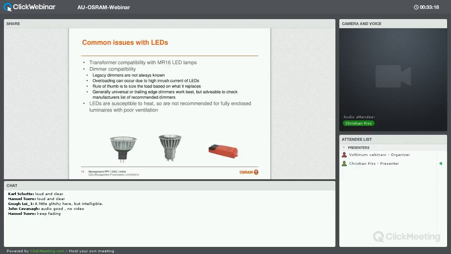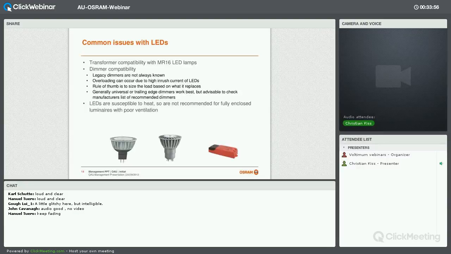So as a rule of thumb, you should size the load based on what you're replacing. Roughly speaking, if you've got a 50 watt MR16 lamp equivalent, then treat it very similar to a 50 watt halogen load, and go with that and use a similar number of lamps per dimmer. Generally, universal or trailing edge dimmers work best for LEDs. But it's always advisable to check manufacturers' lists of recommended dimmers, which either may come with the product or could be on the website and so on, in case there are any odd exceptions there.